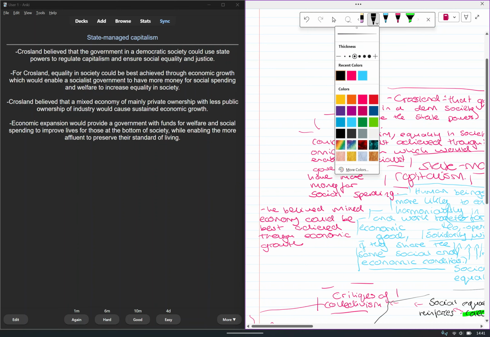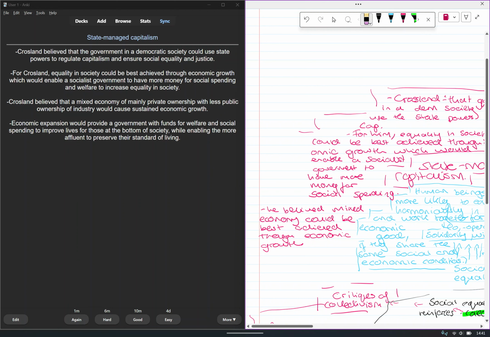Sorry, I got that wrong because we've already repeated that point. That's a very silly move from me. A mixed economy of mainly what? Just erase that, I'm so sorry. A mixed economy of mainly private ownership, with less public ownership of industry, would cause sustained economic growth.